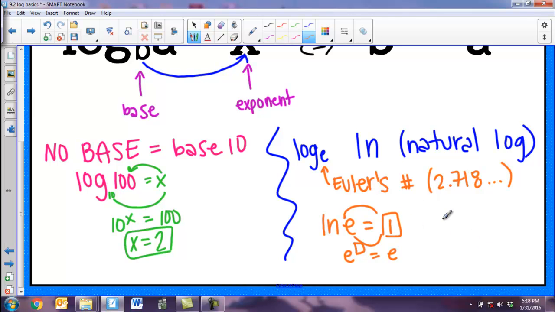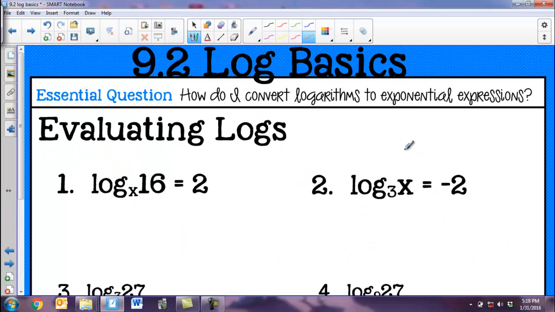Okay, so just like if you had log base e of e squared equals, we could just think about this here: e to the what power gives me e squared? Well, that would be 2. Okay, so those are some of the general things about logs. Let's practice evaluating some.